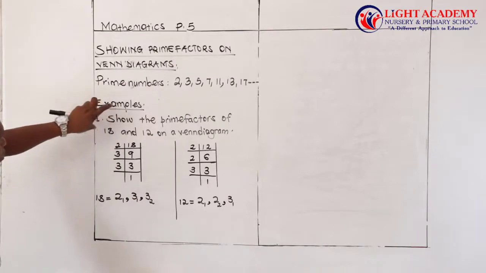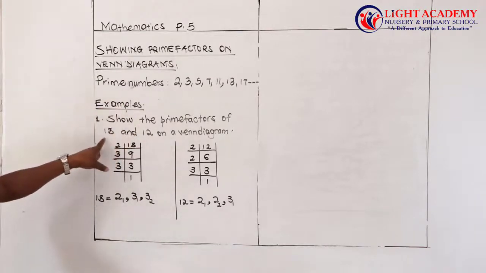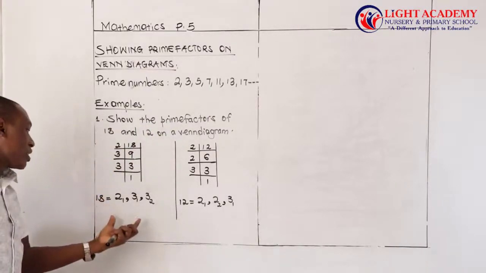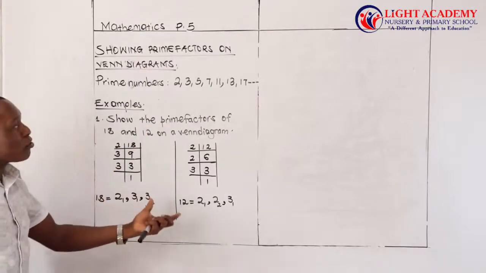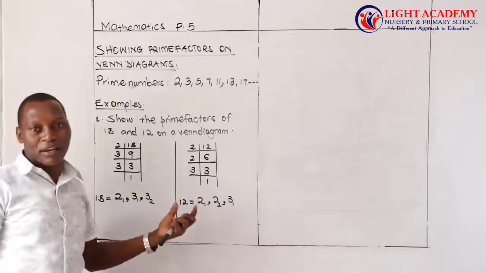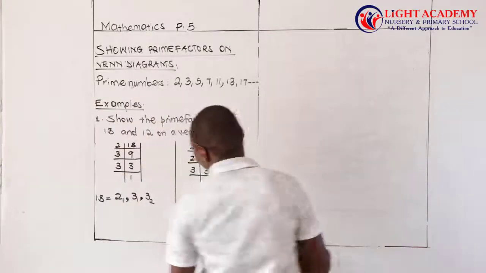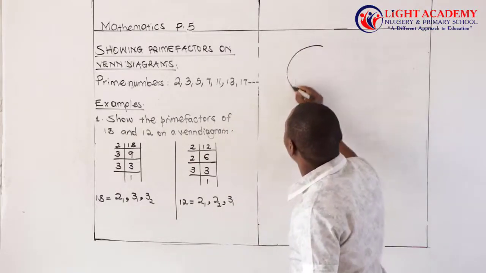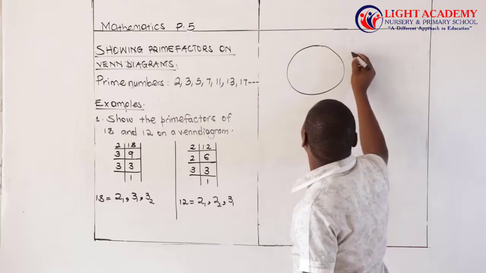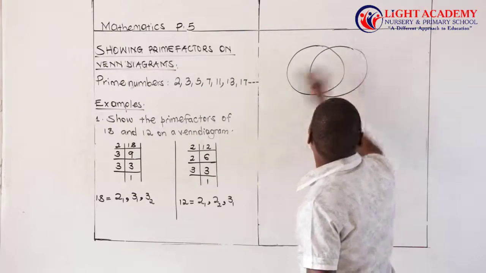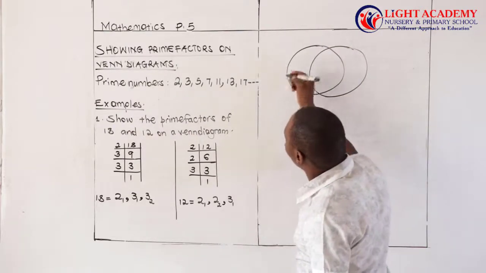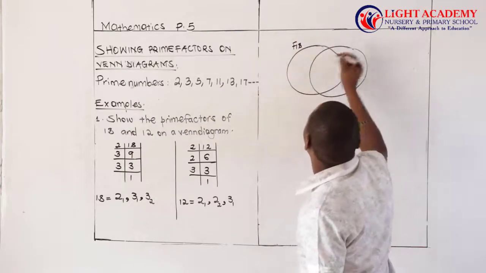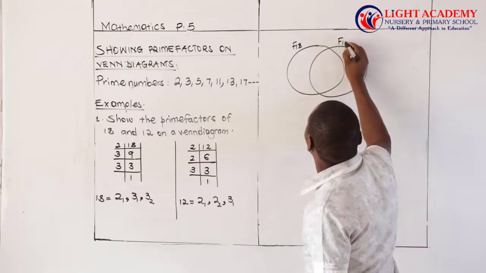They told me, show the prime factors of 18 and 12 on a Venn diagram. Having gotten the prime factors, I can now go ahead and draw up the Venn diagram. For the Venn diagram, we can use circles, a circular representation. Have the circles, two of them, like this. The first one, call it the set of factors of 18. Then the second one, call it the set of factors of 12.